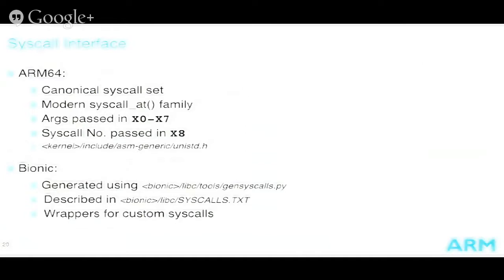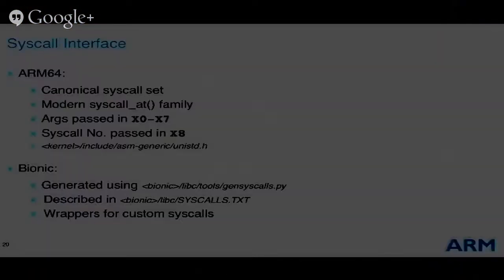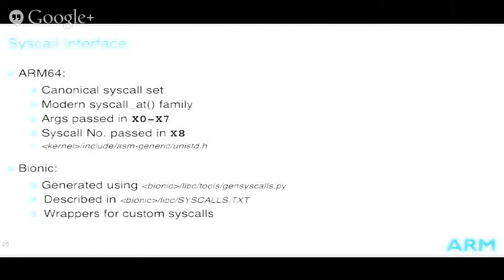Arguments are passed in x0 to x7, and you can see here that I mentioned no D registers, no floating point values. That's because there's no syscall taking floating point values. Therefore, all the arguments passed to syscalls will live in integer registers. The syscall number is passed in x8. If you want to take a look at the implementation and the syscall numbers, you'll find it inside unistd.h in asm-generic inside the Linux kernel.